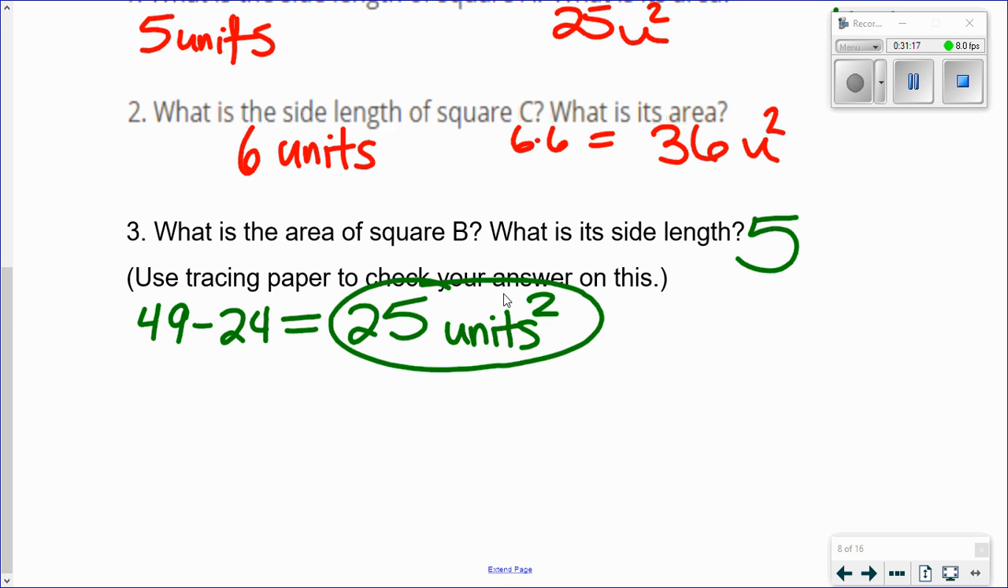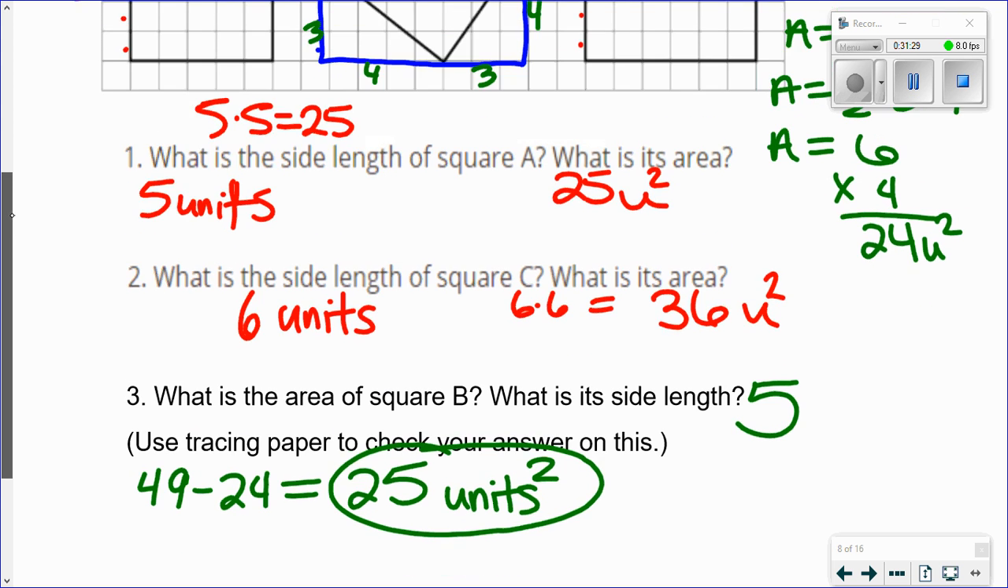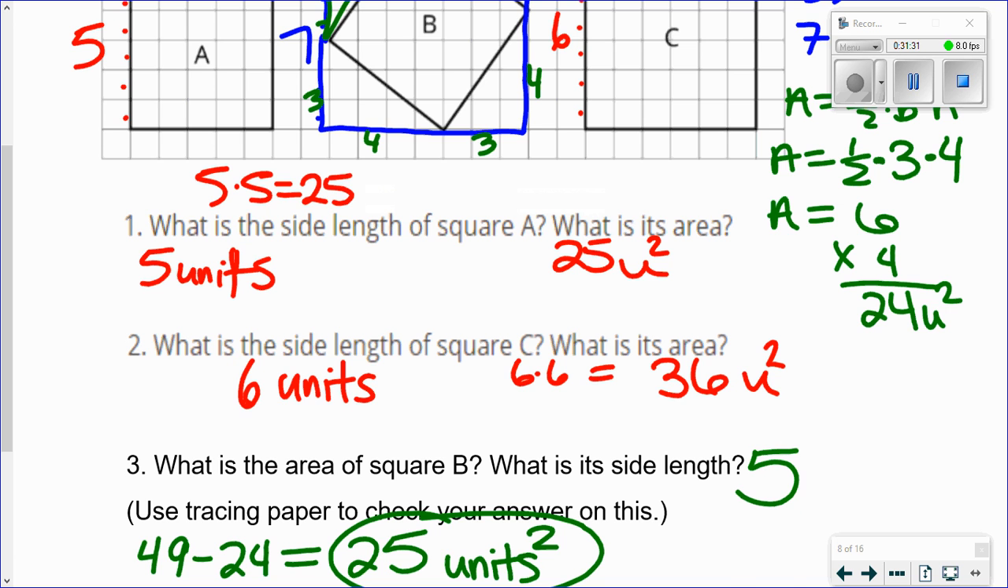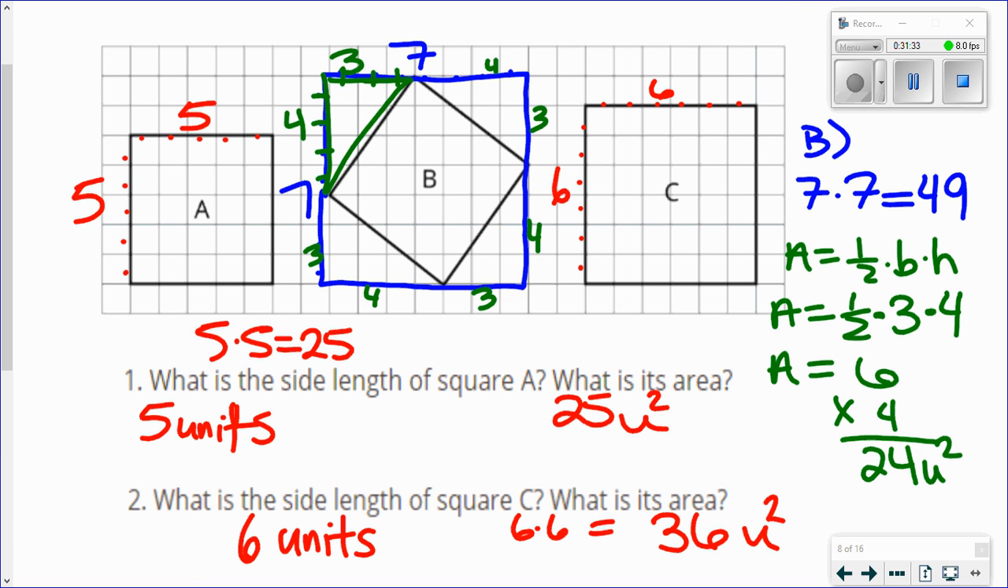Now, if you're not sure about that, here's where we can utilize our patty paper to check that we did this correct. So if you go ahead and trace square B, you already found the area to square A, which was 5 by 5. So that tells us square B, when we trace it and rotate it, it should align right on top of and be the same size as square A.